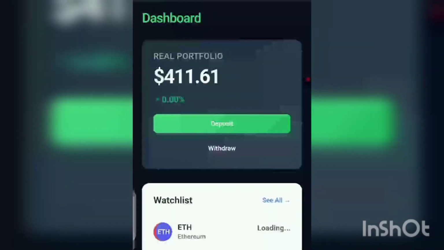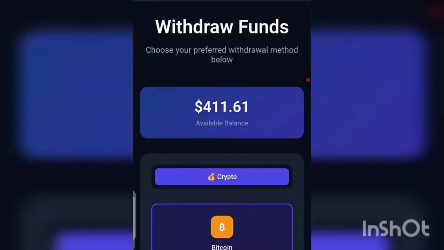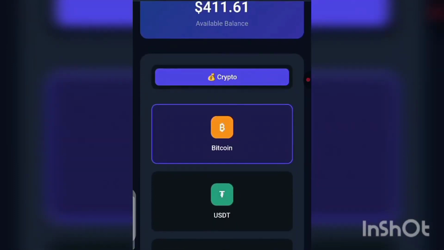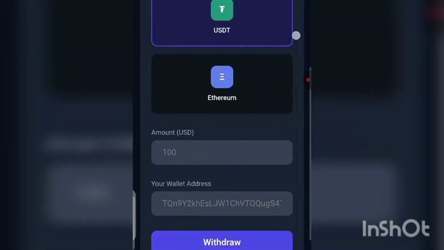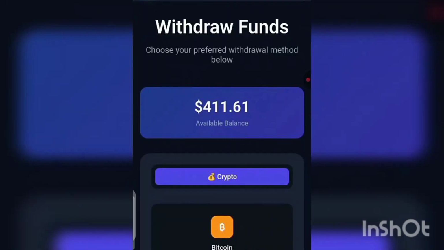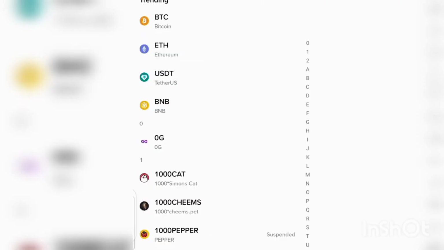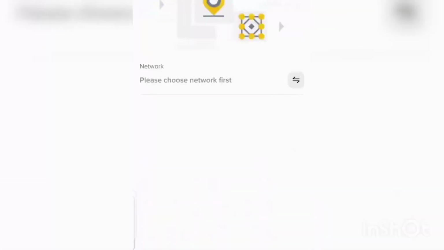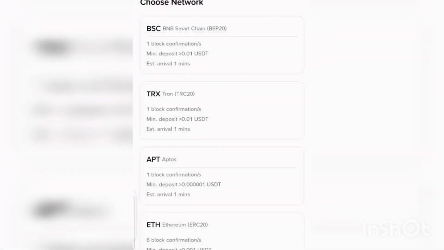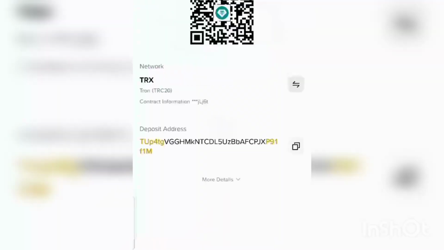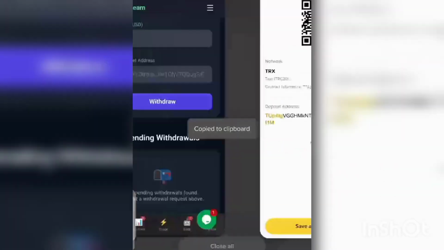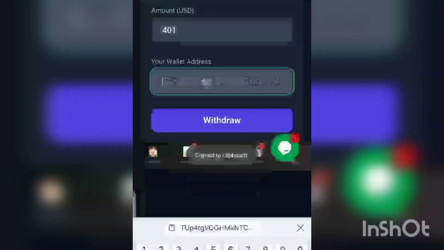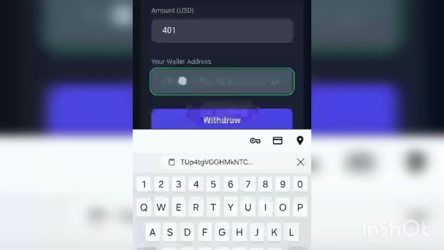Now what we are going to be doing right now is to make a withdrawal into our Binance. So the next thing, I'm going to be clicking withdraw, and to my USDT TRC20. So I'll go to my Binance to copy my address over there. We are going to be copying USDT TRC20 because that was what I deposited. So the next thing is to copy Tron, then go back to the bot.